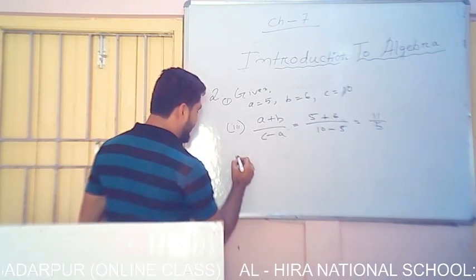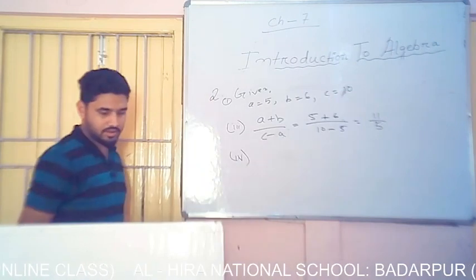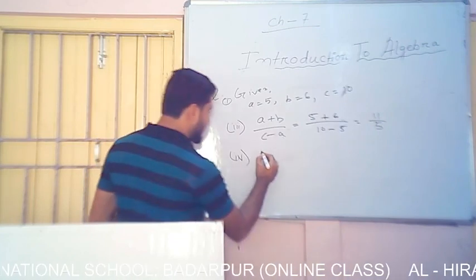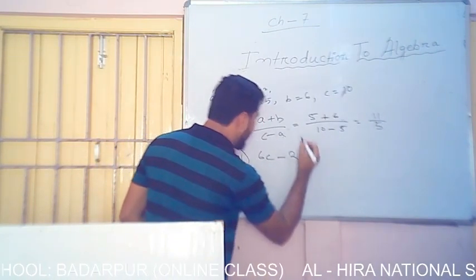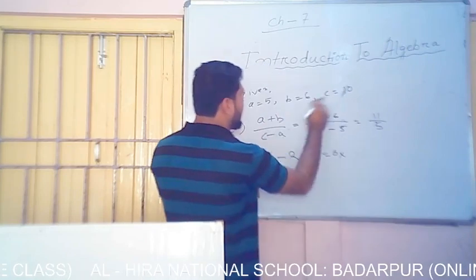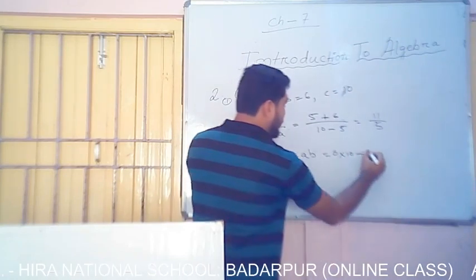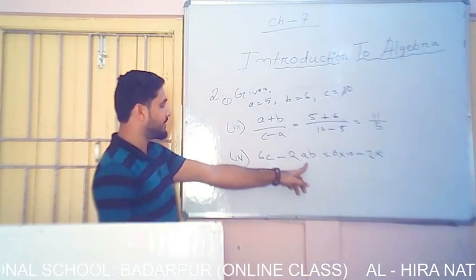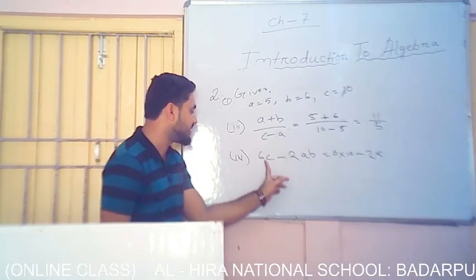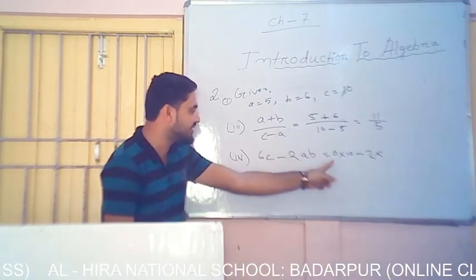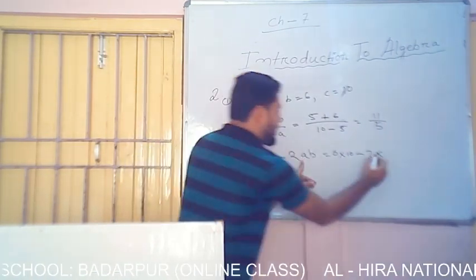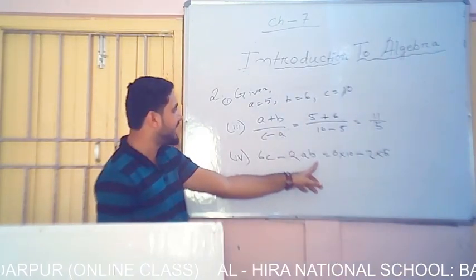Now come to question number 4. 6c minus 2ab. So for this we can write 6 into the value of c, which is 10, minus 2 into the value of a, which is 5, and in place of b I can write 6.